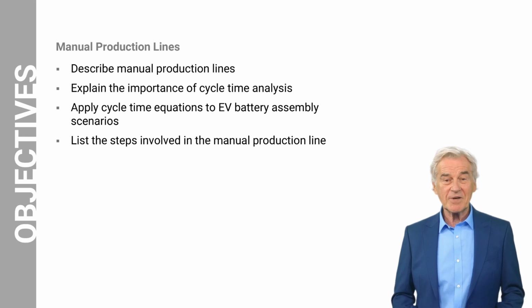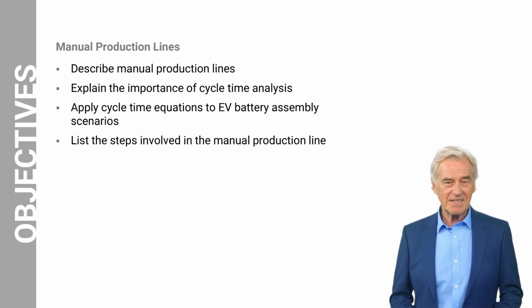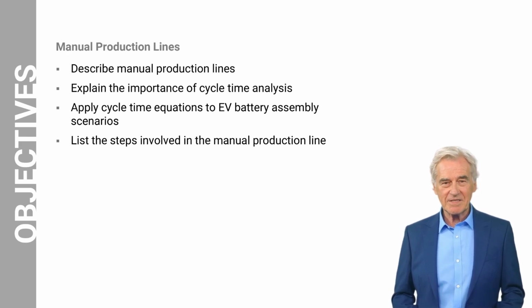Upon completion of this lesson, learners will be able to describe manual production lines by evaluating their characteristics, advantages, and limitations. They will be able to explain the importance of cycle time analysis for production efficiency and resource planning. Through practical application, learners will demonstrate the ability to apply cycle time equations. Learners will also be able to list and describe the sequential steps involved in the manual production line.